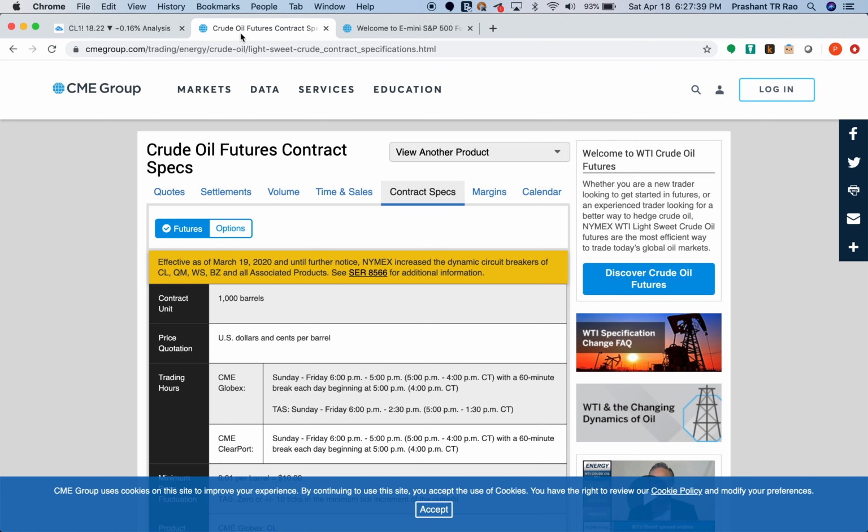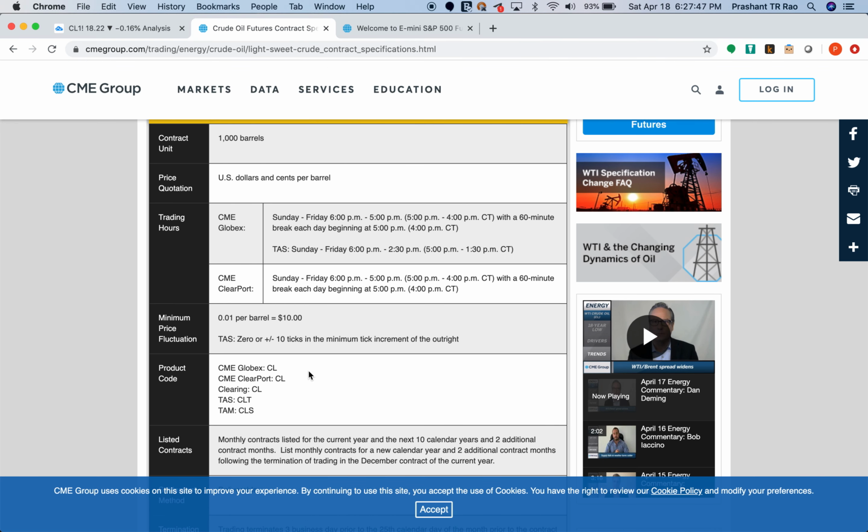So you can go to the CME Group and look at the specifications of that contract. In case of a crude oil future, one contract represents 1000 barrels of crude oil. So that means for every cent of move in the price of oil, you either make or lose $10. And the minimum tick price fluctuation is 0.01, which is 1 cent.